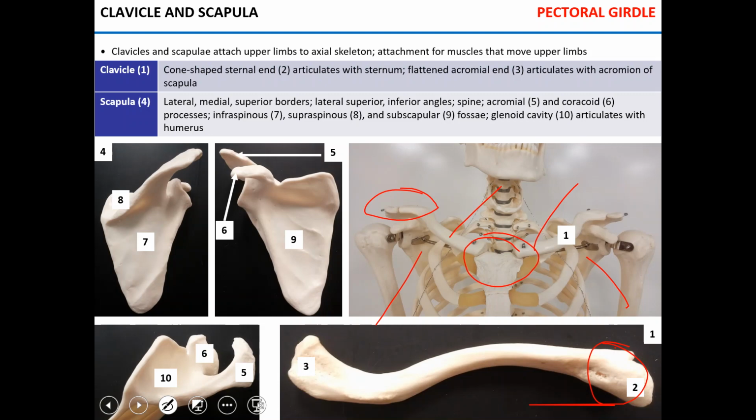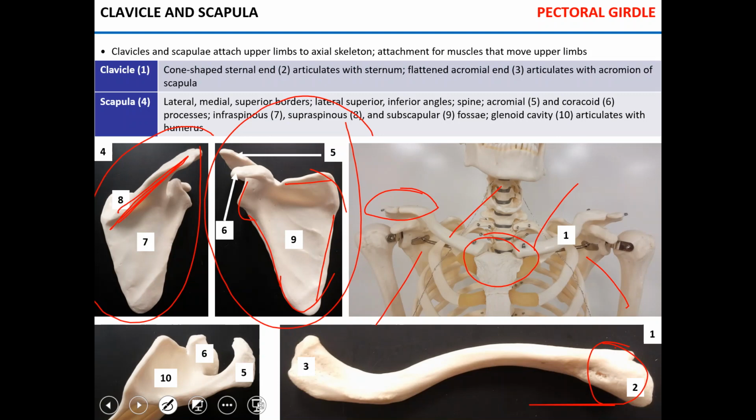Scapulae, shown in these 2 images, have 3 borders. So you have lateral border, medial border, and superior border, and angles: lateral, superior, and inferior angles. You can clearly see the spine. Spine marks the site of attachment for various rotator cuff muscles.